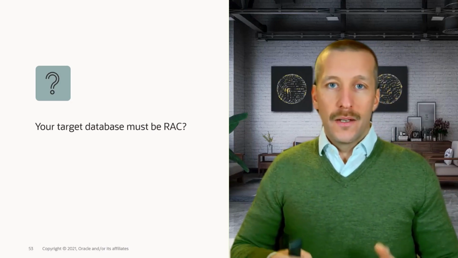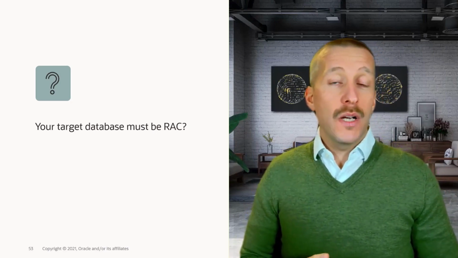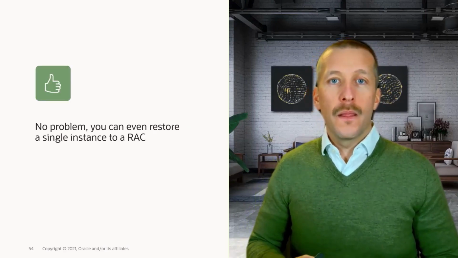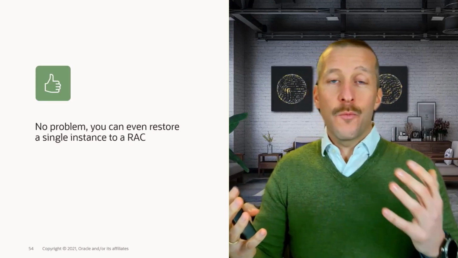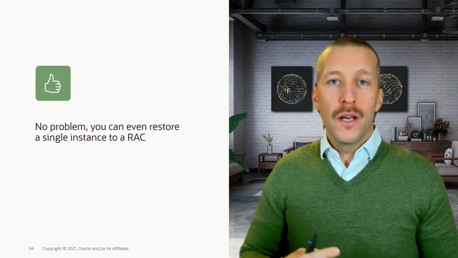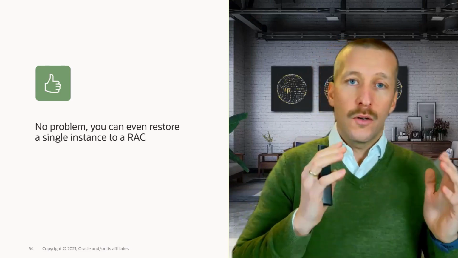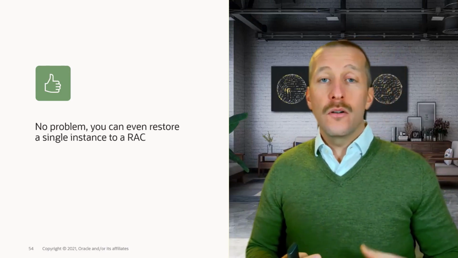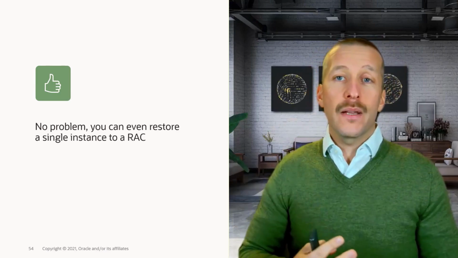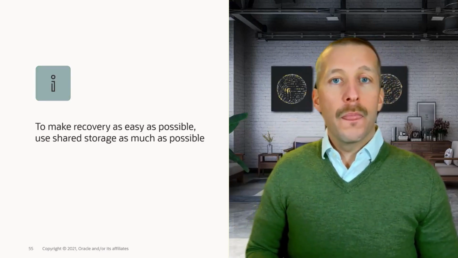What about RAC? What if your target database must be a RAC database? That's not a problem with RMAN incremental backups because RMAN and RAC are good friends. You can mix and match. You can go from RAC to RAC with RMAN incremental backups, or you can even go from single instance into a RAC database. That is not a problem.